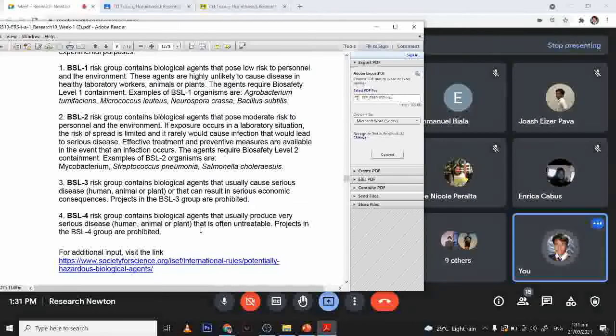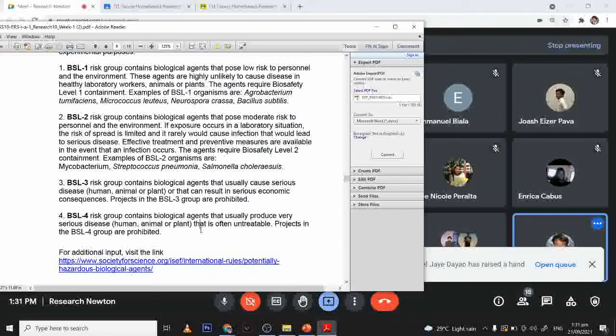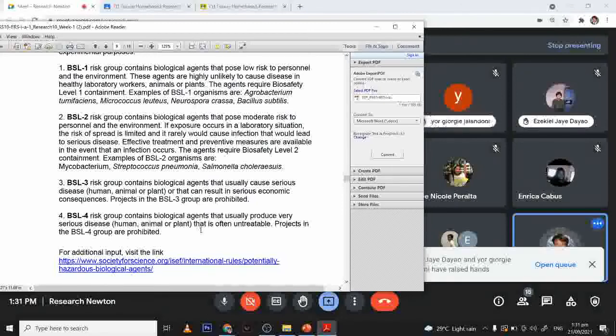Okay? So imagine, war has rules. Even war has rules. Isn't that weird? Like for example, you cannot shoot civilians. They are the opposing side, but you cannot shoot civilians or else that's a war crime.